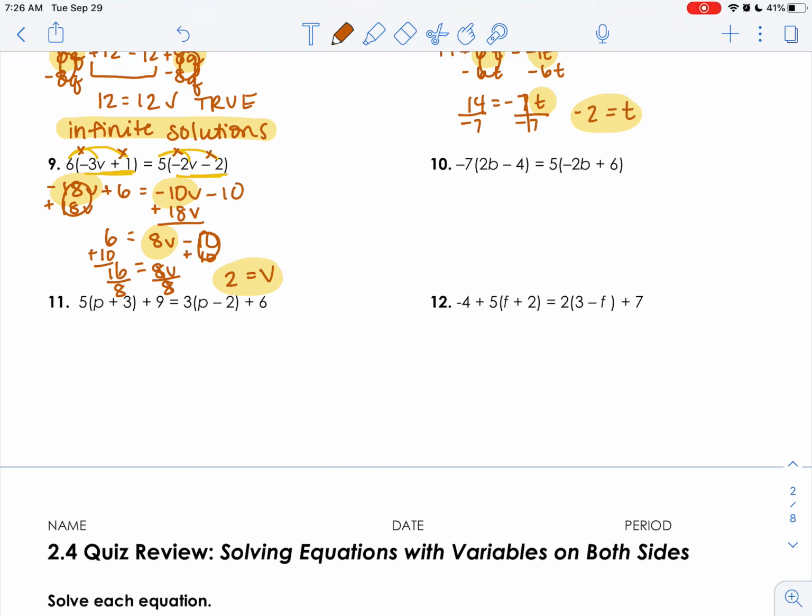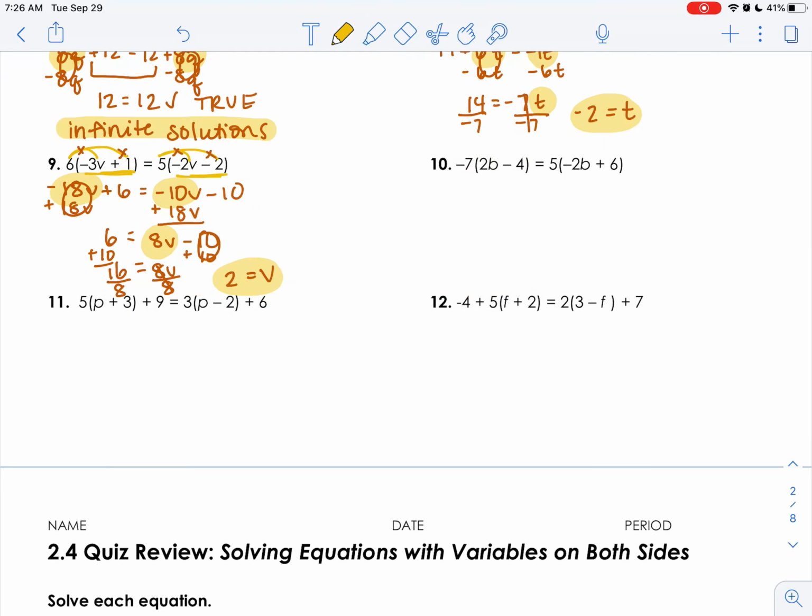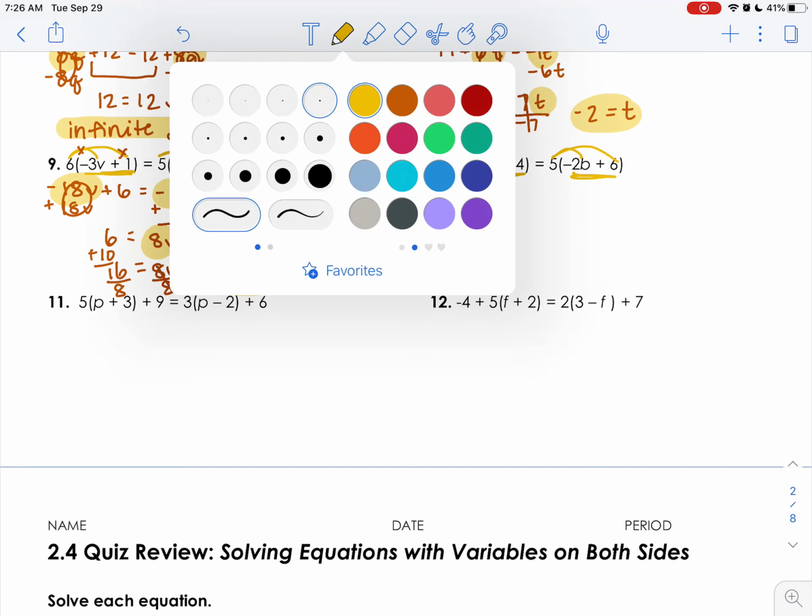You're going to try number 10. Negative 7 times the quantity 2b minus 4 equals 5 times the quantity negative 2b plus 6. To solve this one, we're also going to distribute. I'm going to pass out the negative 7, and on the right I have 5 times this, so I'm going to pass out the 5.